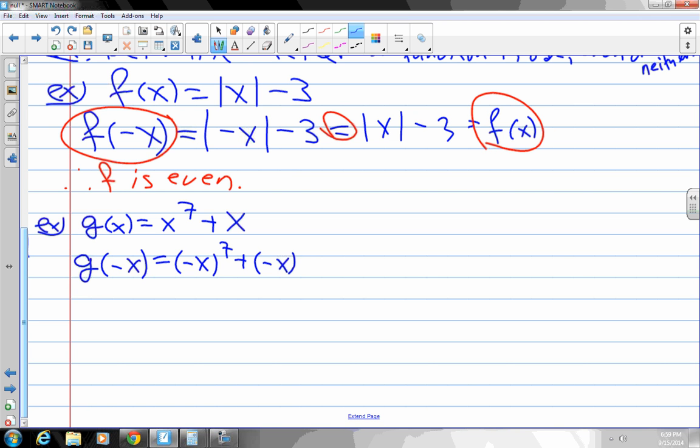So what's going to happen with the first negative? That's inside the power 7. Yeah, it's still going to be negative. So negative x to the power 7 is negative x to the power 7. So that negative sign kind of factors out. And then it's minus x, right?